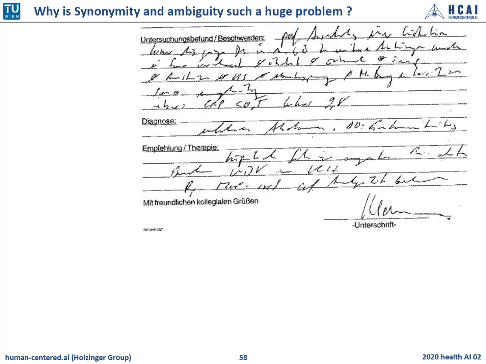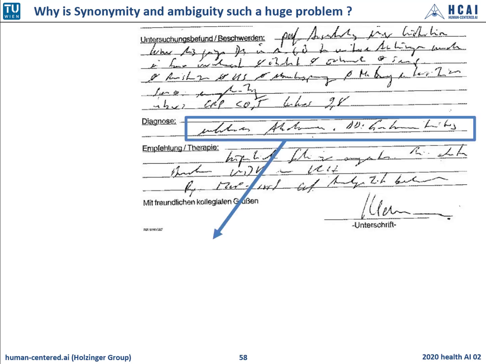This is a standard German report, and you see this is difficult for us, but you can imagine how difficult this is for your deep learning algorithm, okay? A lot of mixture between Latin, local abbreviations, and so on. For example, also this synonymity. Synonymity and ambiguity are a huge problem.